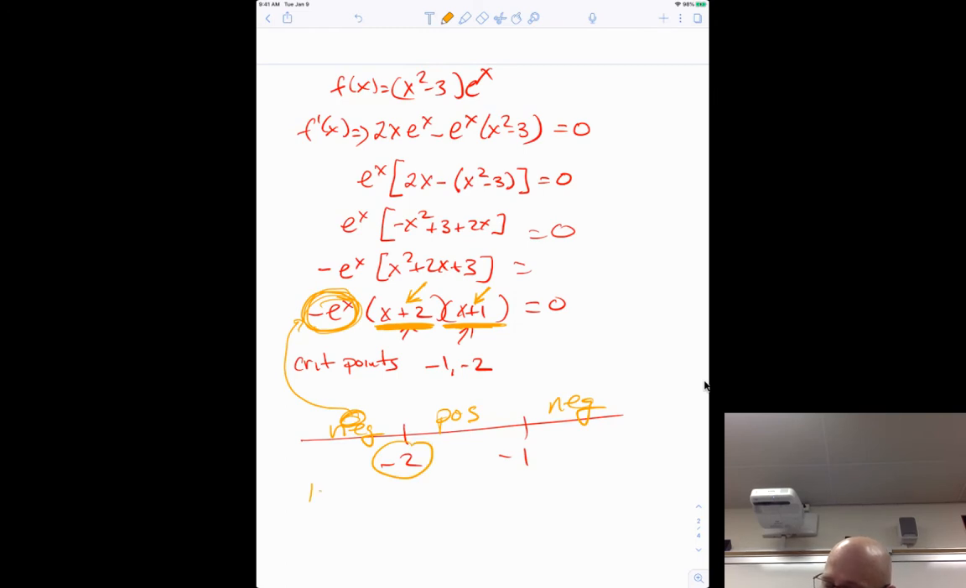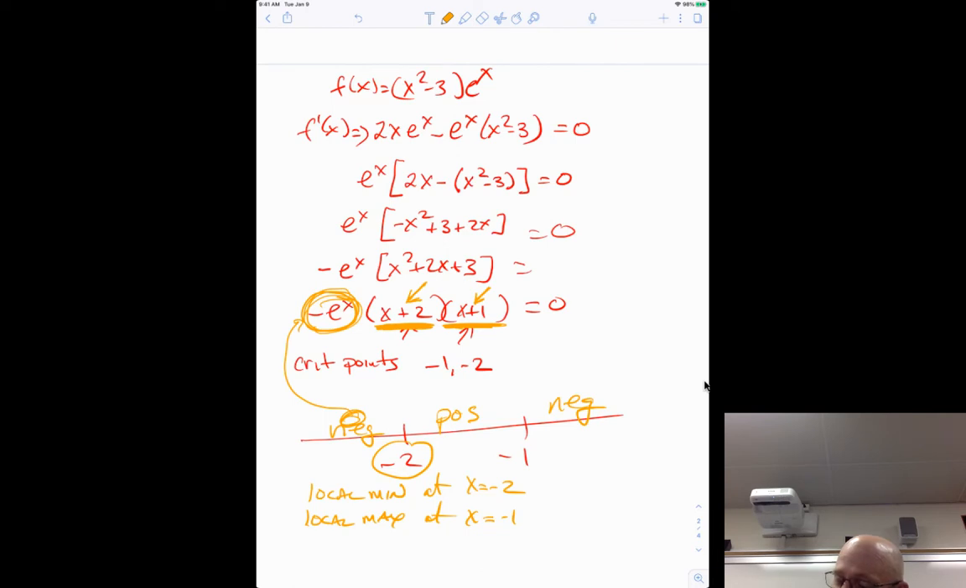Therefore, local minimum, because it's going from negative to positive, and local max. Now, they might ask me for global mins and global maxes. If they do that, then I need to draw a picture, maybe plot some points, see which one's highest, right? Because one might be higher, one might be lower, that sort of thing.